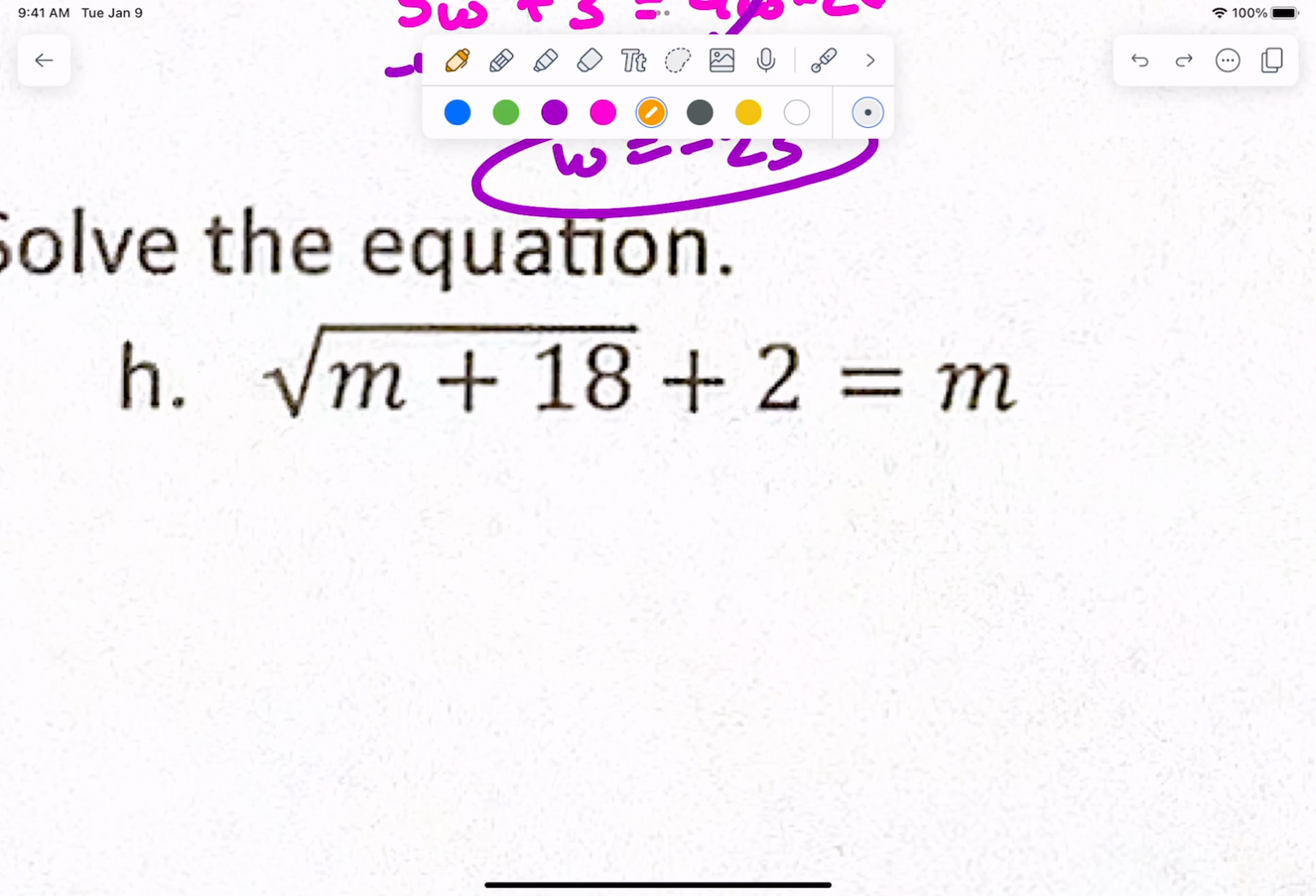Thursday. I have no idea. Okay, we're still... what's H? How do we solve for H? What do we do first? Wait, hold on. Subtract the what? Two. Subtract the 2. Perfect.